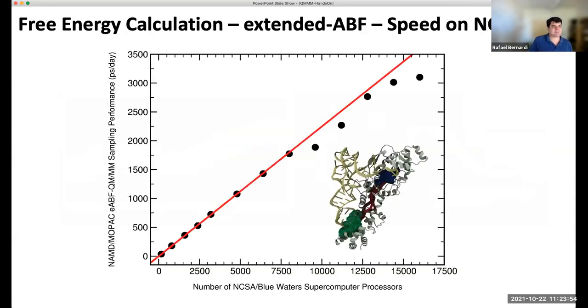Like I said, the nice thing about doing this with the extended ABF method is that you can parallelize it pretty well. This is the number of picoseconds per day we can simulate with the QM/MM, and this is the number of processors that we are using. You can use thousands of processors, thousands of nodes at the same time, and be very efficient, because the communication between these cars is small.